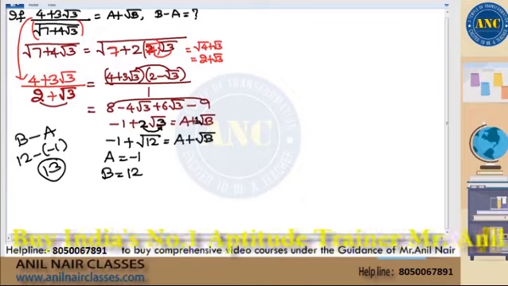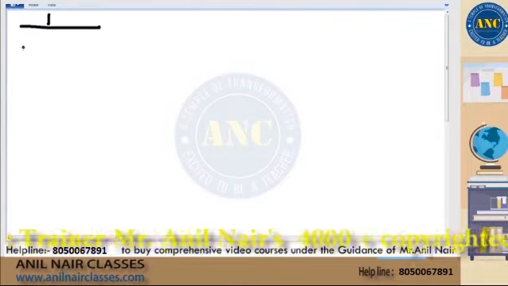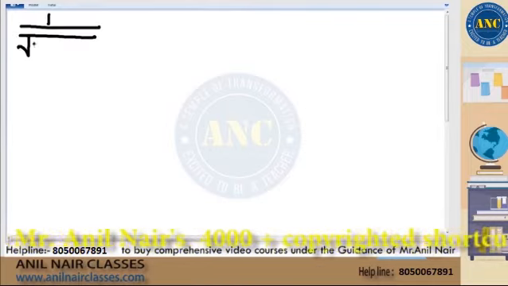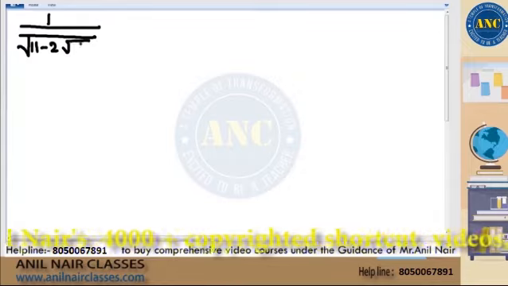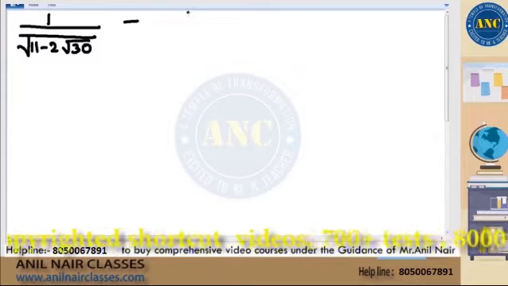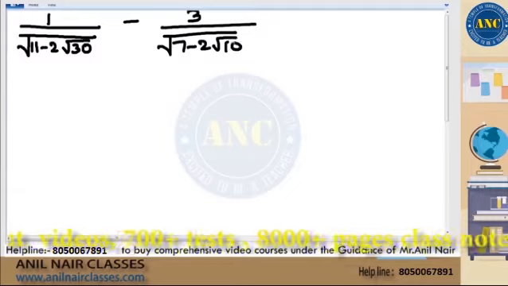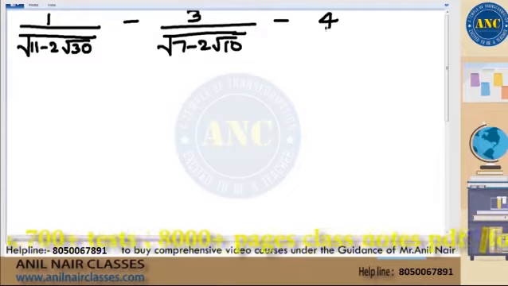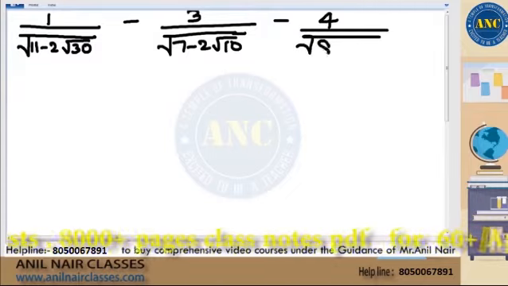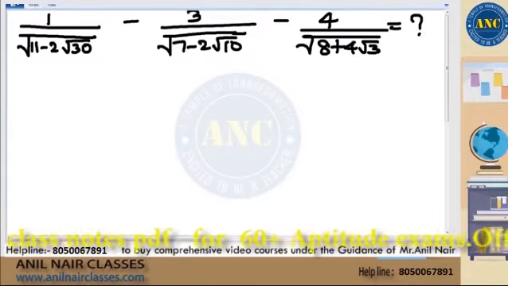Another question. These all will be very easy now for you. I mean it. I'll prove it to you. Now see here. These are all very tricky looking questions, but actually not tricky questions. 1 by root of 11 minus 2 root 30, minus 3 by root of 7 minus 2 root 10, plus, minus 4 by root of 8 plus 4 root 3. This value I require. Looking like a very difficult and tricky question.